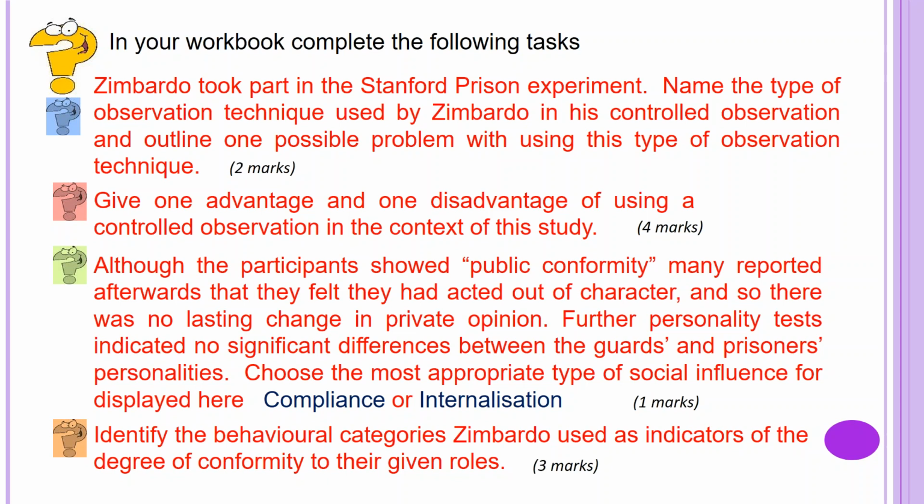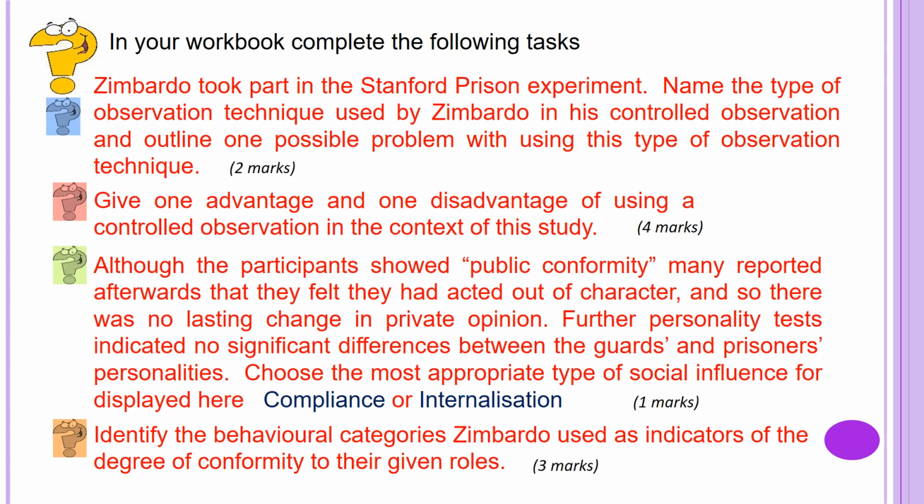Although the participants showed public conformity, many reported afterwards that they felt that they had acted out of character, and so there was no lasting change in private opinion. Further personality tests indicated no significant differences between the guards and the prisoners' personalities. Choose the most appropriate type of social influence displayed here. Remember, this is types, not explanations. Is it compliance or internalization for 1 mark?